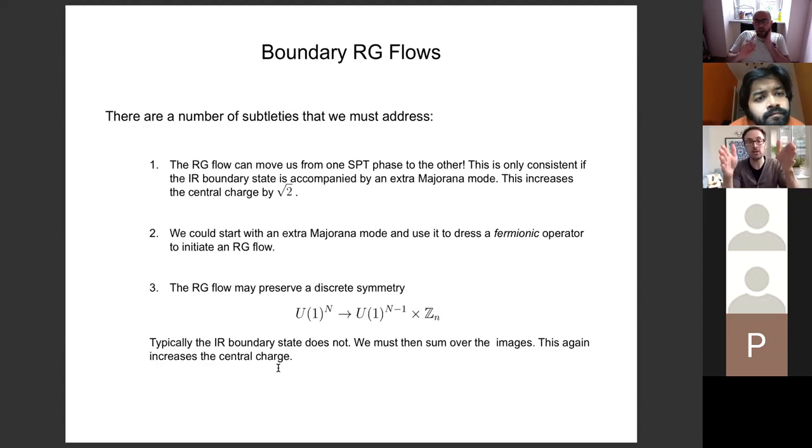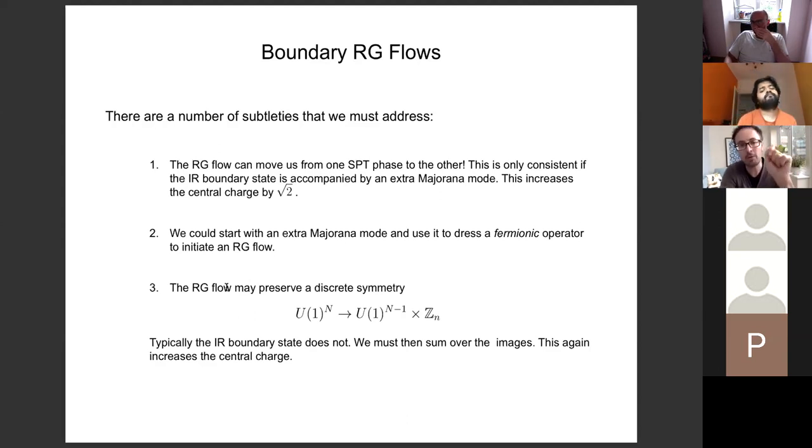So we claim that if you flow from a boundary condition in one class to a boundary condition in another class, the system must generate an extra Majorana mode. That extra Majorana mode increases the boundary central charge by this famous square root of two factor. Okay, caveat number one. Caveat number two I'm going to gloss over, actually. It's a slight digression. Caveat number three is the following.